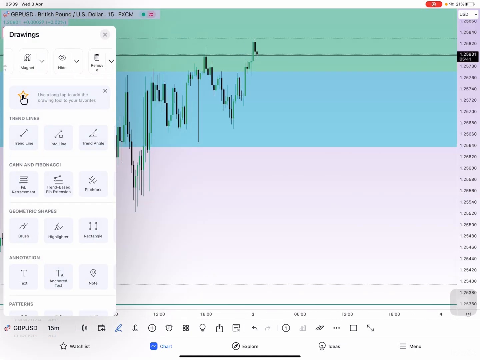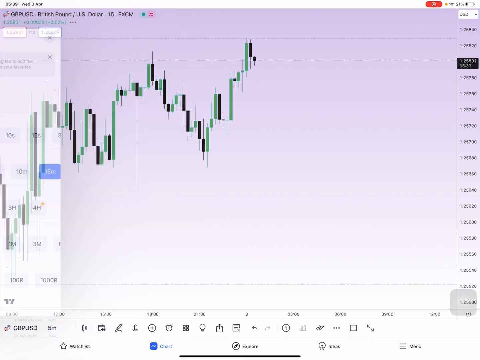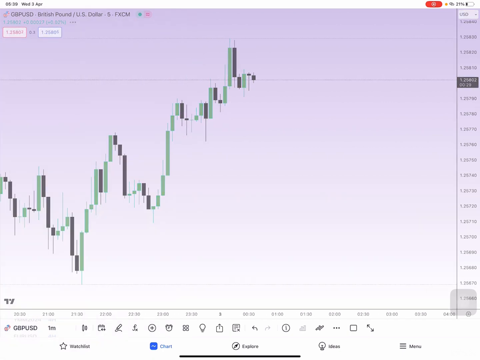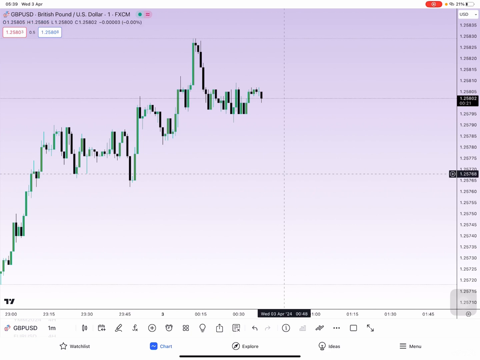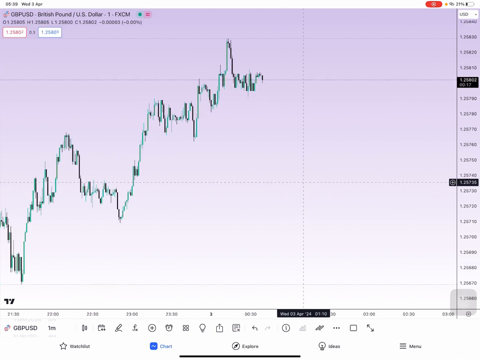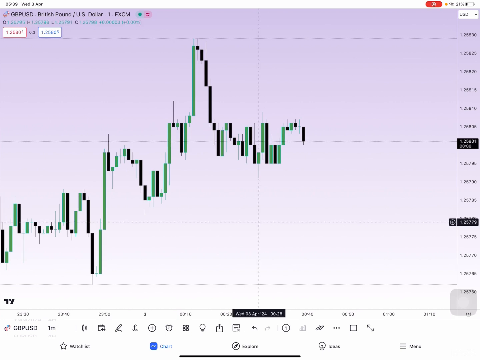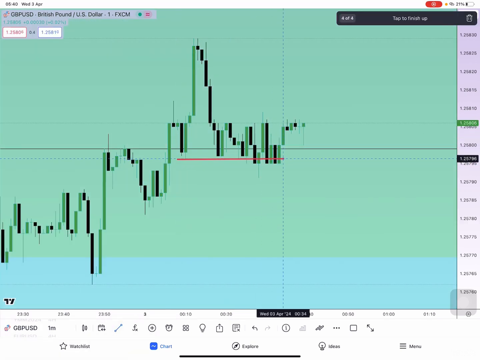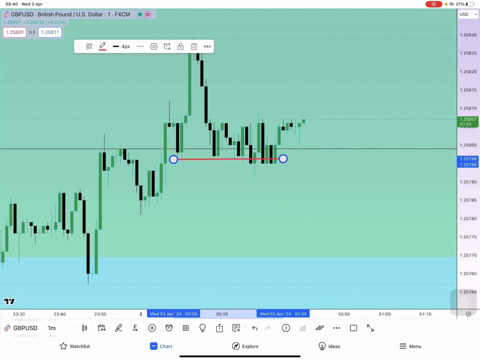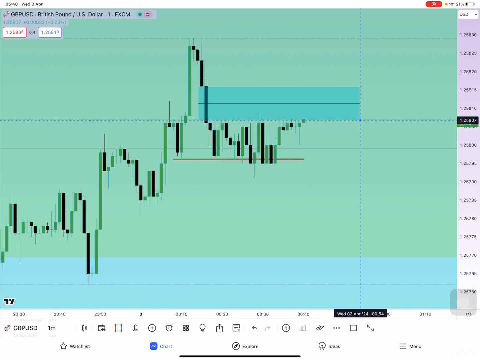Let me hide the drawings. On the 15-minute time frame, we are not yet breaking any low, or getting any market structure shift. We are on the 1-minute chart, and here something is happening. We have taken this liquidity, this low here, which has given us a market structure shift on the 1-minute chart, and we have a fair value gap as well here on the 1-minute chart.